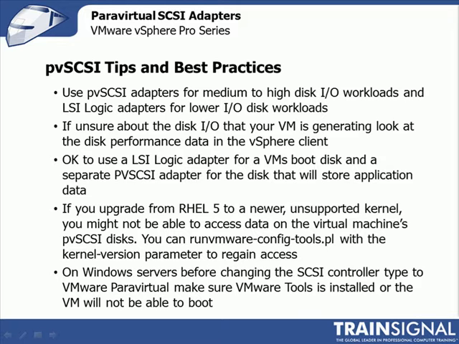On Windows servers, before changing the SCSI controller type to VMware Paravirtual, always make absolutely certain that VMware Tools is installed, or the VM will not be able to boot. If this happens, you can change the adapter type back to the original type, install VMware Tools, and then change it to a PV-SCSI adapter.